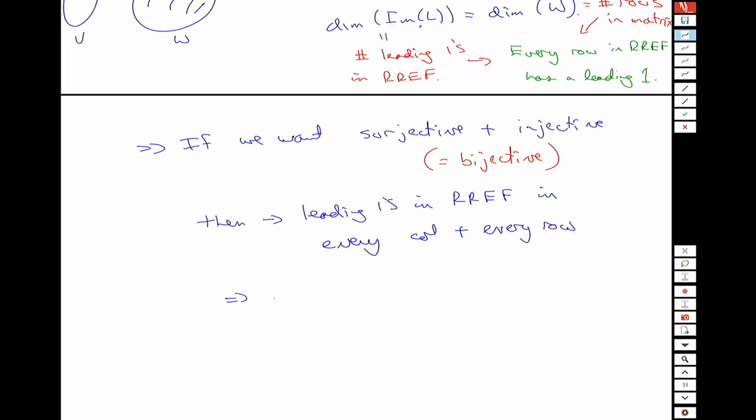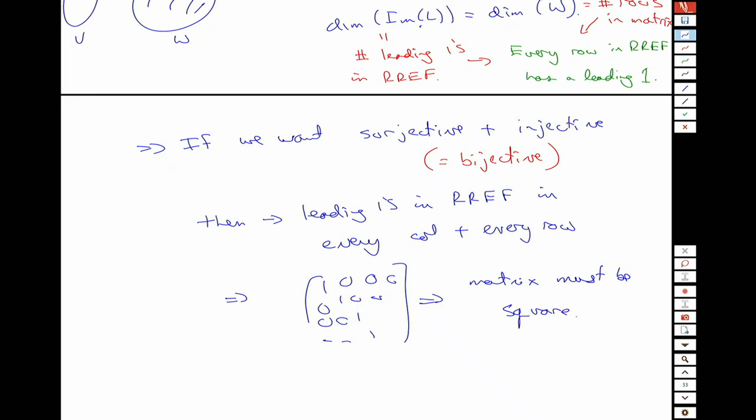And that means the RREF has to look like this: 1, 1, 1, 1, 0, 0, 0, 0. And actually, that gives the second consequence that the matrix must be square. The only way for that to work is to have the same number of rows and columns. If we snuck in an extra column, there would be a column without a leading one. If we stuck in an extra row, there would be a row without a leading one. So one of the properties is that if we're going to have an invertible function, it has to be a square matrix. And that's the same thing as saying the input and output dimensions must be the same.